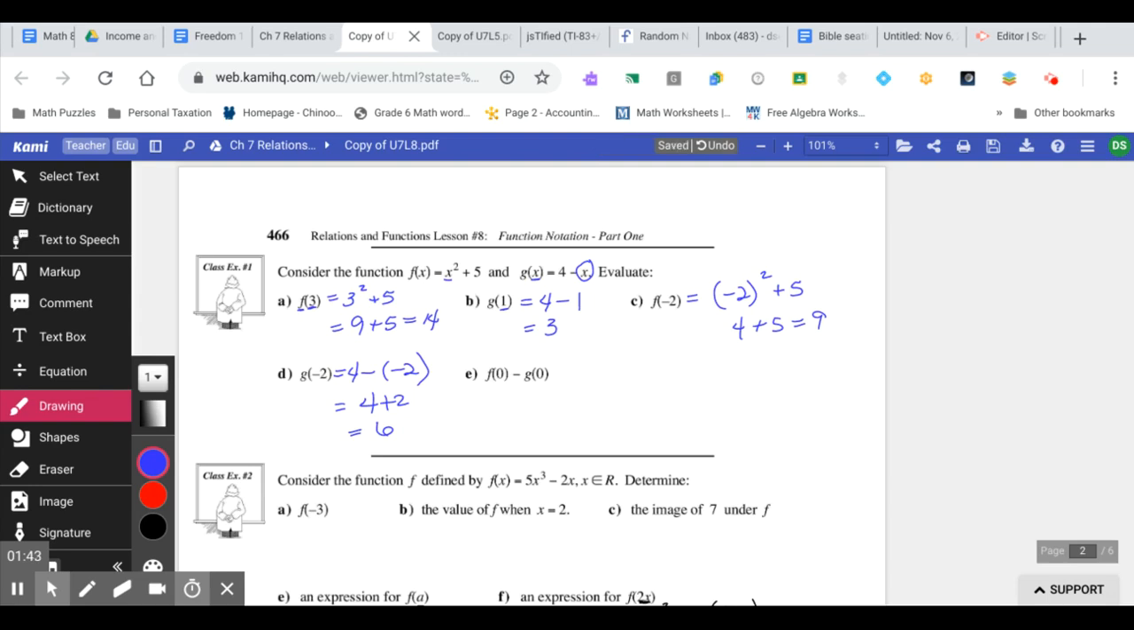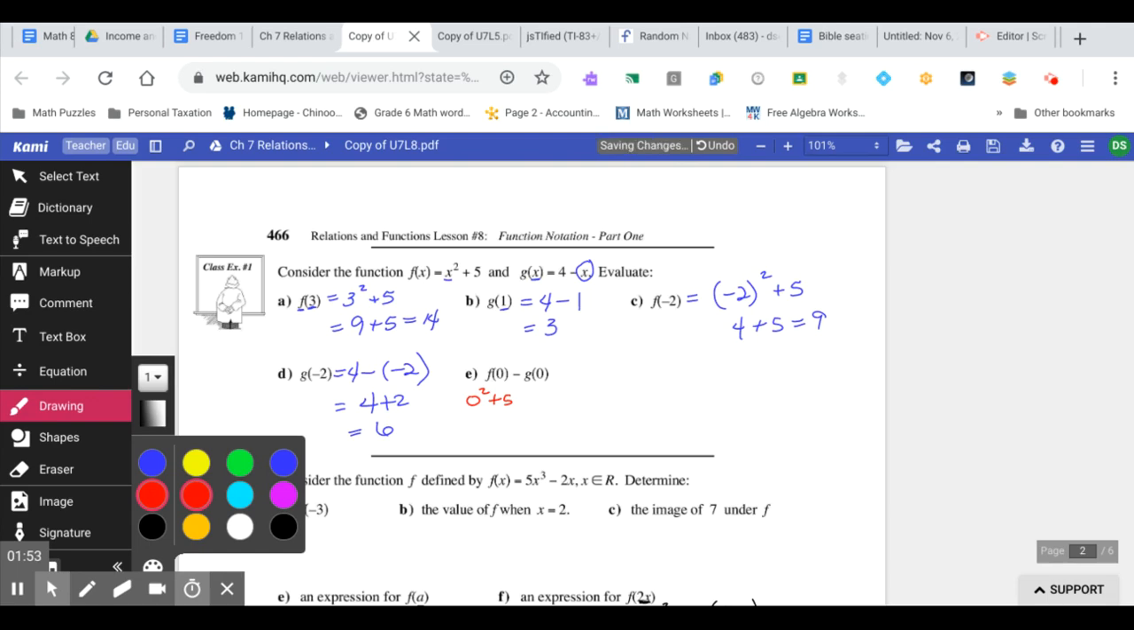Now f of 0 minus g of 0, I actually have to do both. I'm going to plug 0 into the f machine. So f of 0 is going to be 0 squared plus 5. And then I'm going to subtract my g machine where there's a 0, which is 4 minus 0. So I end up with 5 minus 4, which is just a 1. All right.